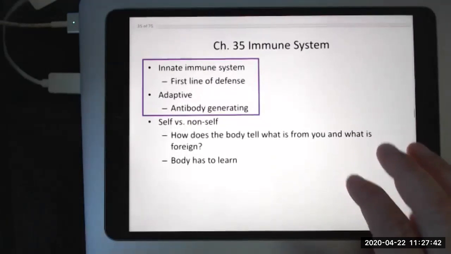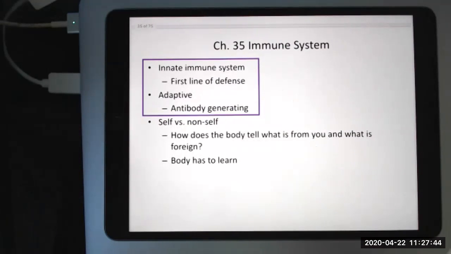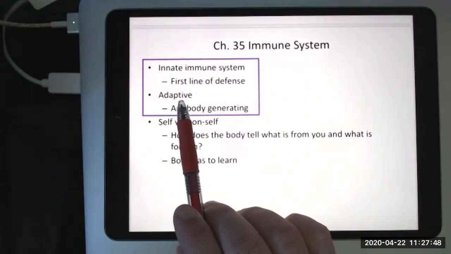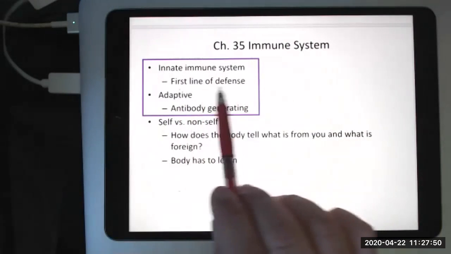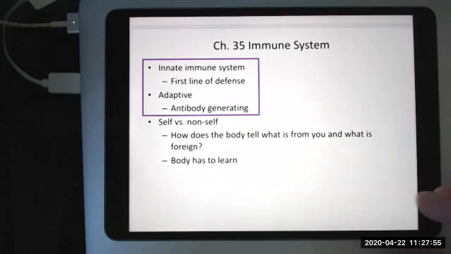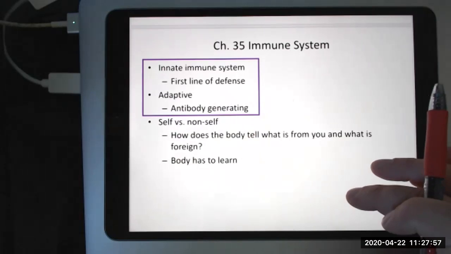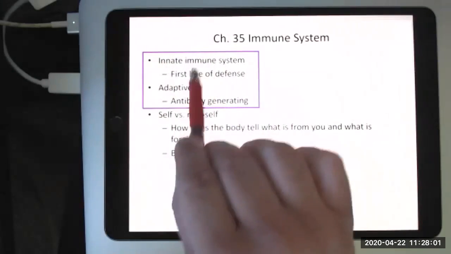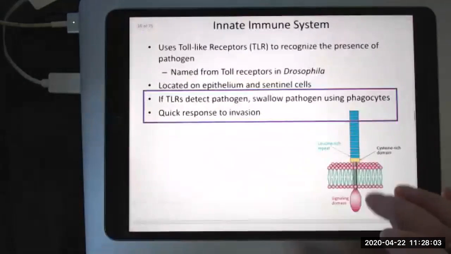Okay, so for the immune system, right? We have two different types. We've got what's called the innate immune system and the adaptive immune system. So the innate is this first line of defense. The adaptive is this antibody generating part. This is the more well known, but the innate is also incredibly important.